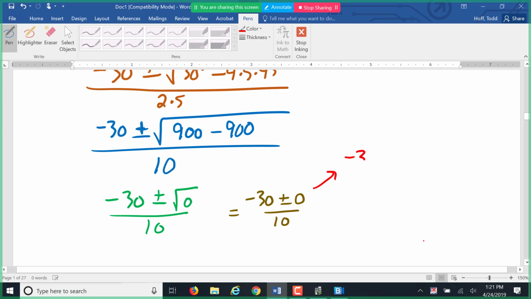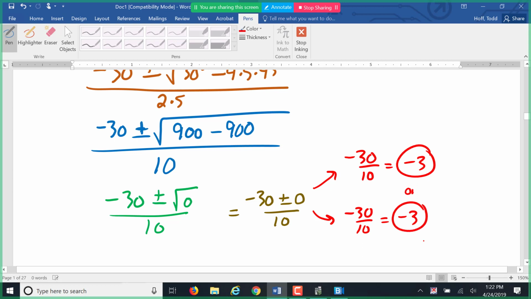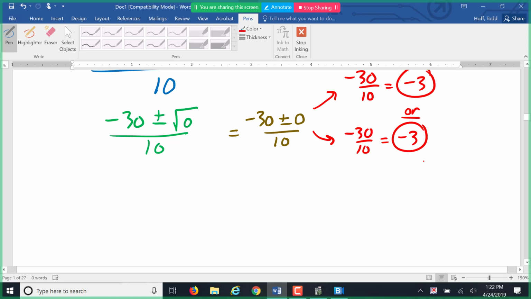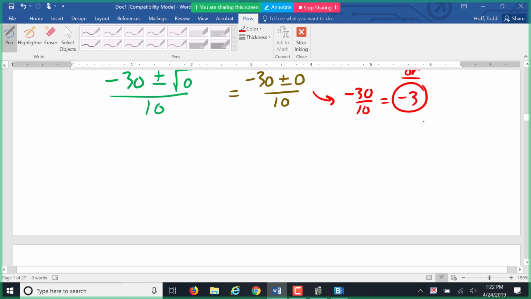Well, negative 30 plus 0 is negative 30. Divided by 10 is negative 3. Negative 30 minus 0 is negative 30. Divided by 10 is negative 3. A lot of people will mistakenly say that there's only one answer. There are 2 answers. They're just both the same. I know that's kind of a small little thing to pick on, but there are really 2 answers. They're just both the same.